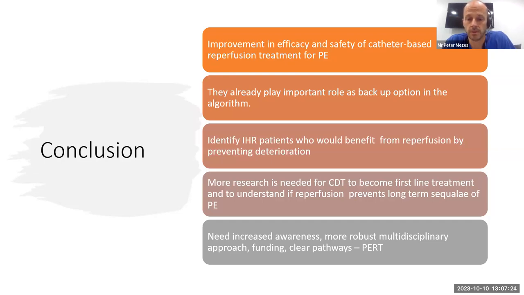And also, and probably that's the most important, we need to increase the awareness of these treatment modalities, or we need to create a more robust and multidisciplinary approach to how these patients are managed. So basically, we need to create functioning PERT teams with clear pathways, and hopefully we can identify funding for these teams to work. Thanks for your attention.